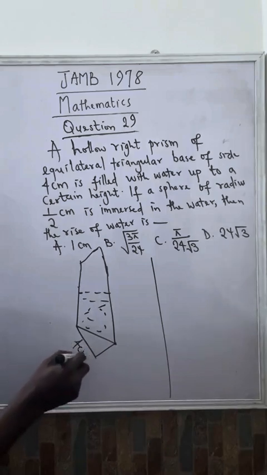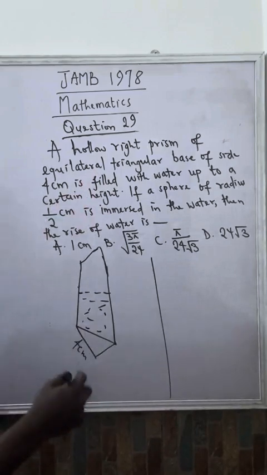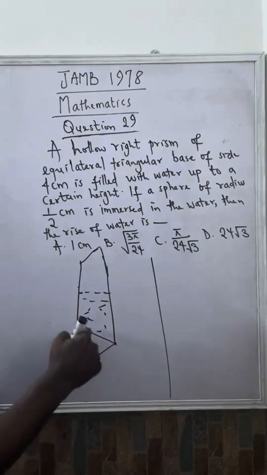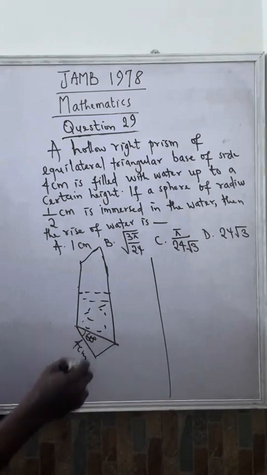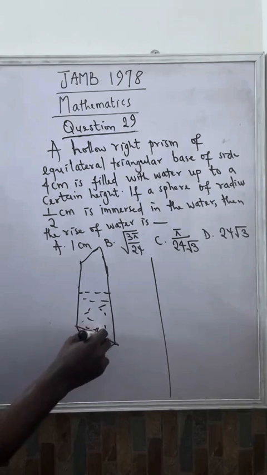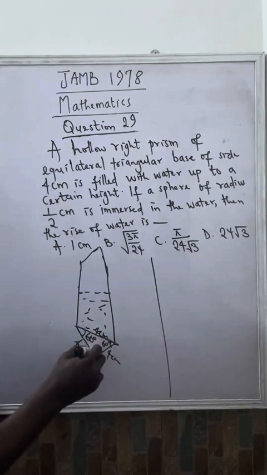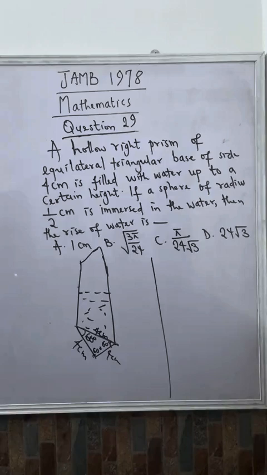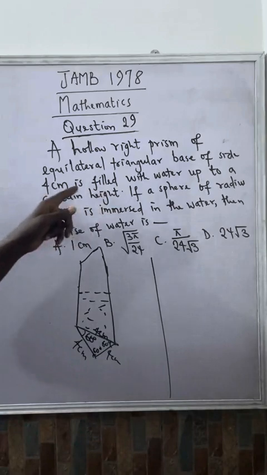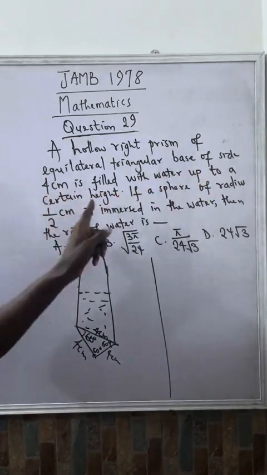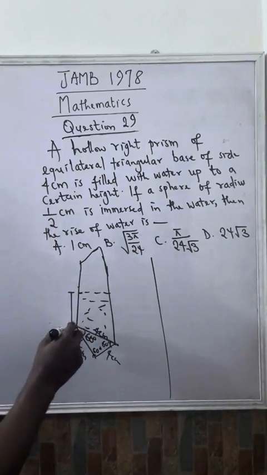This is 4 cm. And you know that an equilateral triangle has equal sides, so here will be 4, here will be 4, and here too will be 4. Then equal angles too. This is 60 degrees, this is also 60 degrees, so we have 60 degrees all round. Now, they said it is filled with water up to a certain height. We don't know this height.